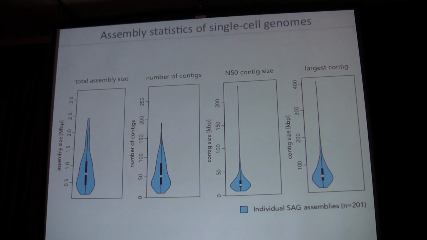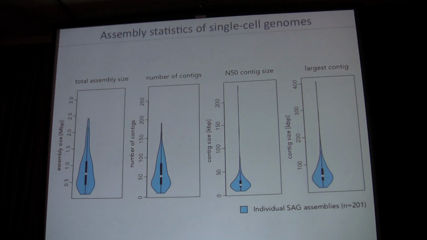Now, you have these single-cell genomes, and I don't want to belabor you with assembly statistics, and I'll move through this quickly, but I do want to give you an idea what to expect if you sequence 200 single-cell genomes. What do you get? We get anything in terms of assembly size from a few hundred KB to 2.5 megabases, generally in about 50-ish plus minus contigs, with the largest contig being about 400 KB.